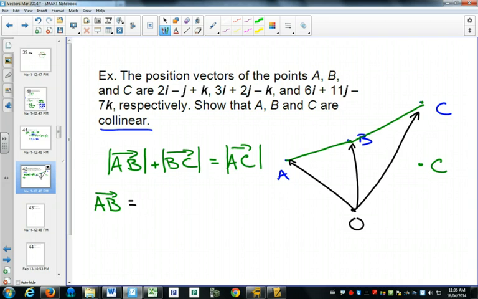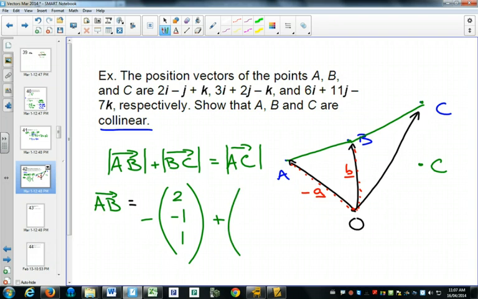Okay, add these 2 position vectors, right? First of all, does it make sense you'd have to go this way first? That would be negative whatever that position vector is. And then you'd go in the positive same direction as position vector B. So position vector A is 2, negative 1, 1. And we want to go in the negative direction of position vector A. And then we'd like to add position vector B, which is 3, 2, negative 1, which will give us AB, which is 1, 3, negative 2.